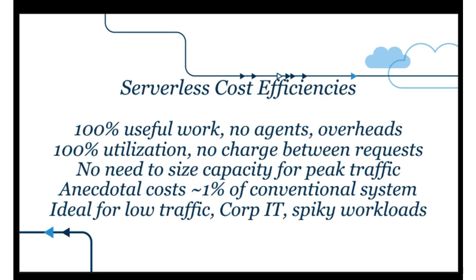When you run this, it's very efficient. There's 100% of useful work. You haven't got any agents running on your machine that you're paying for. It's 100% utilization because you don't get charged between requests. You don't need to size extra capacity for peak traffic. The system just sizes whatever it needs to be. And anecdotally, there have been a number of reports that if you take an existing system and convert it to AWS Lambda from AWS's normal instance types, you get a cost around 1%. So a system that's $100 a month ends up being about $1 a month of Lambda. That really depends on what your traffic looks like.